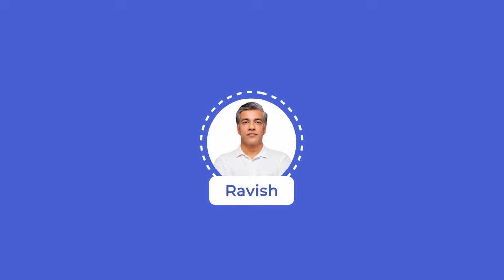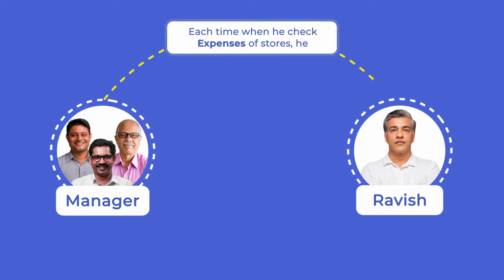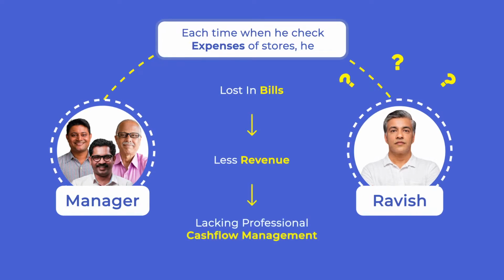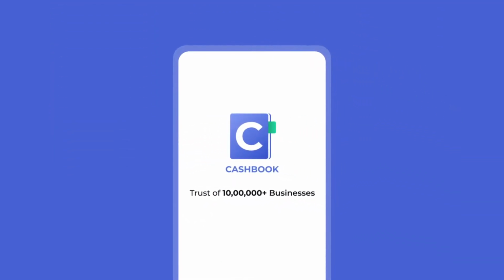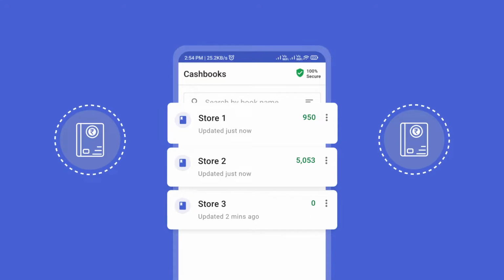Meet Ravish. He runs multiple stores at multiple locations. It becomes hard for him to manage the cash flow of all the 3 stores at once. One day, he came to know about CashBook. There he can create multiple cashbooks from the name of all his stores.